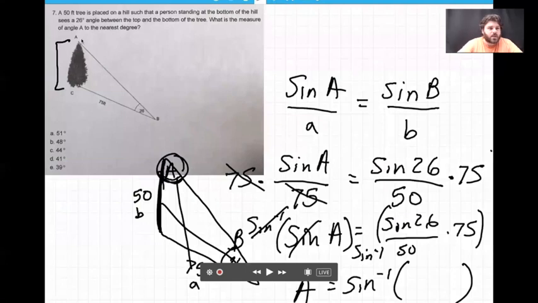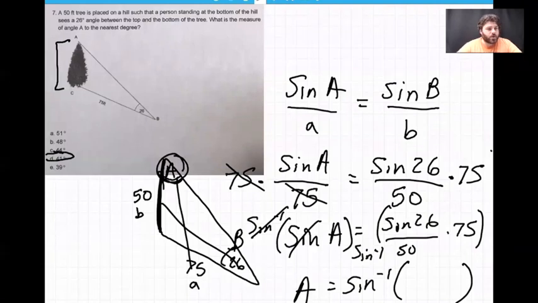It says round to the nearest degree, so 41.11 is closest to 41 degrees. So answer choice D is correct, 41 degrees.